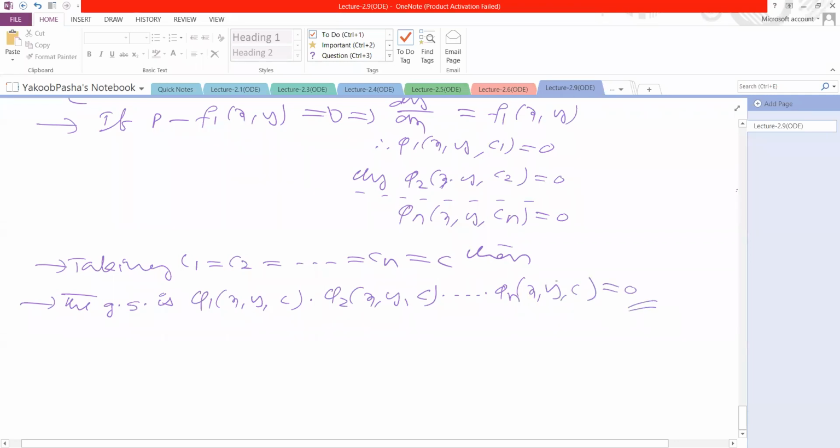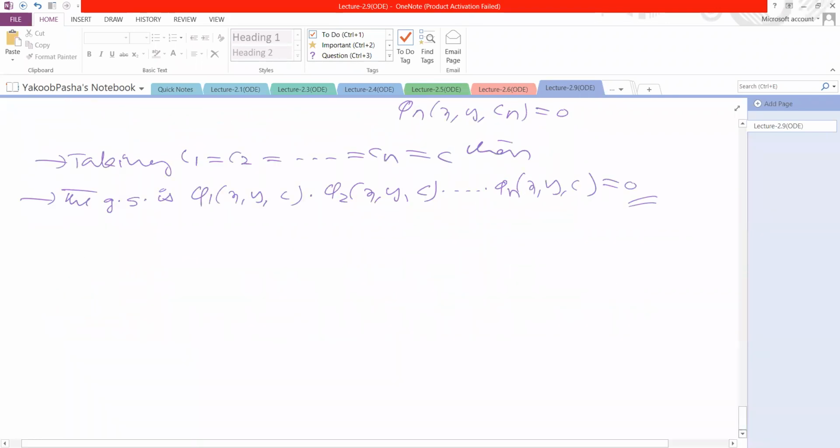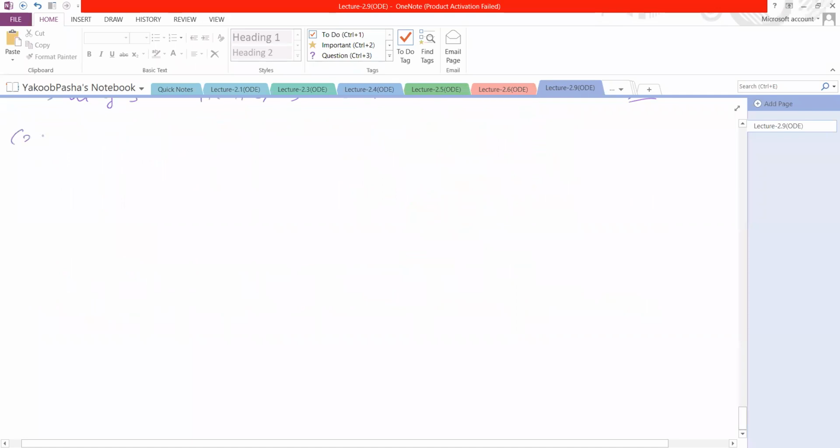First we have to factorize and equate each factor to 0, and replace c1, c2 up to cn by c, and write the product, which will give the required solution of the given differential equation, which is equations solvable for p. Now the second one, equations solvable for y.